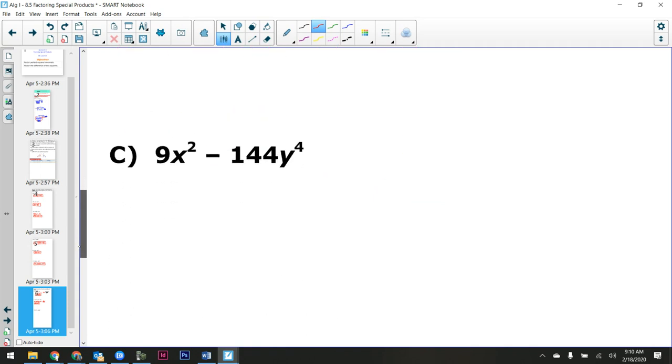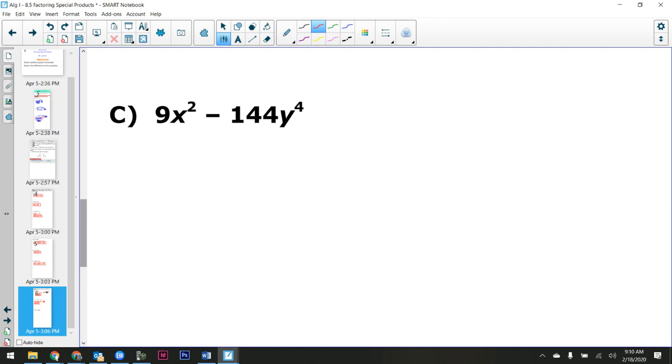Last problem that we have here: is 9x squared a perfect square? Is 144y to the 4th a perfect square? Is this a difference? Yes. So I know that this is a difference of squares. This is a 3x. This is a 12y squared.